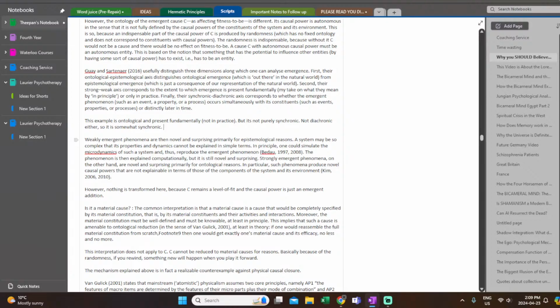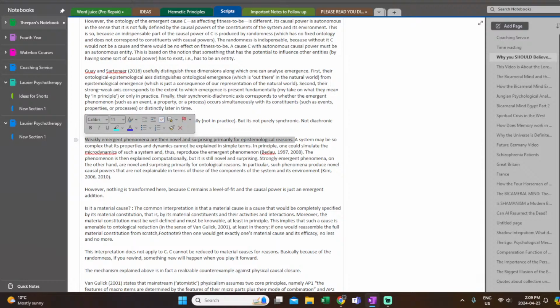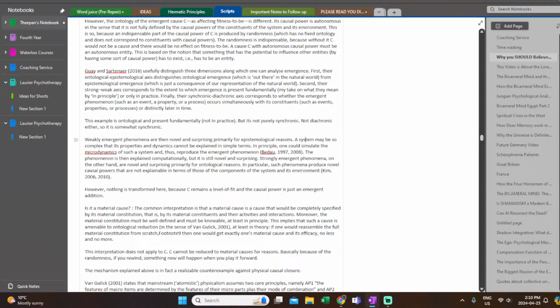Weakly emergent phenomena are then novel and surprising, primarily for epistemological reasons. Oh yeah, that's interesting. That's true, actually. The reason you would think that a weakly emergent phenomenon is special is because it looks special from our perspective, but in and of itself it's just the fundamental laws giving rise to something. A system may be so complex that its properties and dynamics cannot be explained in simple terms.